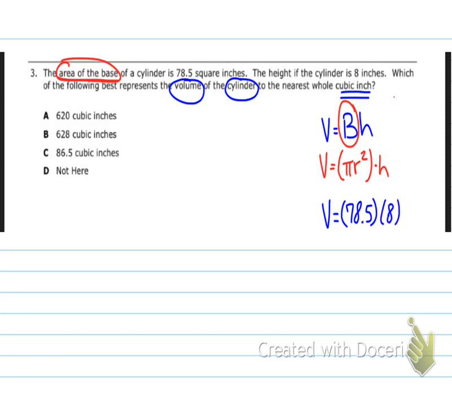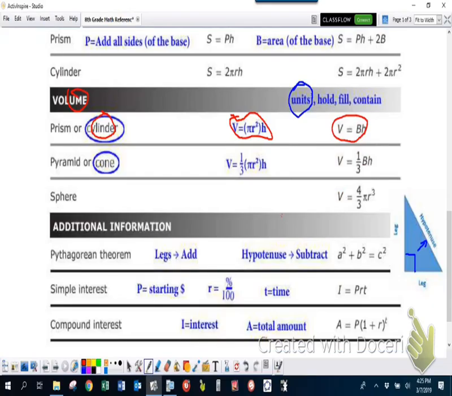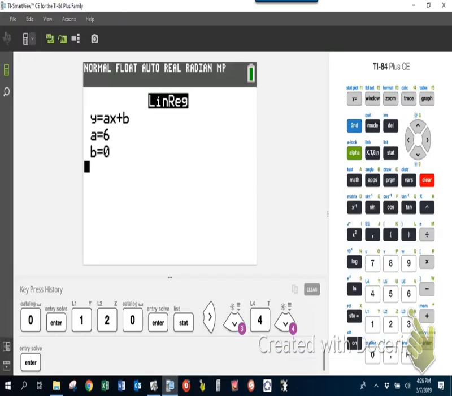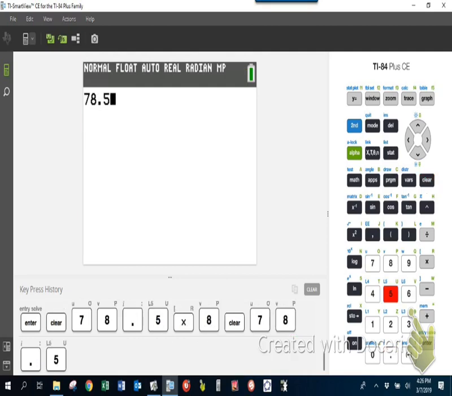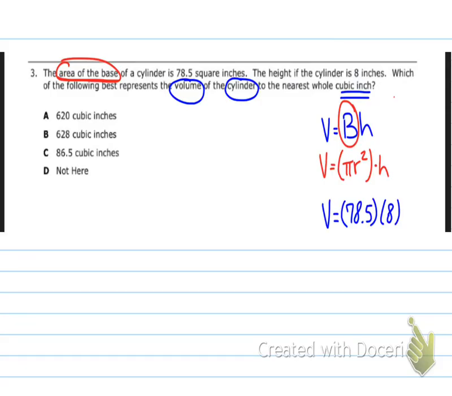So what's 78.5 times 8? Well, I'm going to go ahead and check that. 78.5. Oh, typed that in wrong. 78.5 and then times 8. And that ends up leaving me with 628. And my answer comes out there nice and easy. So in this case, just be careful with that area of the base. The better your formulas, the easier it'll be to see that little detail.